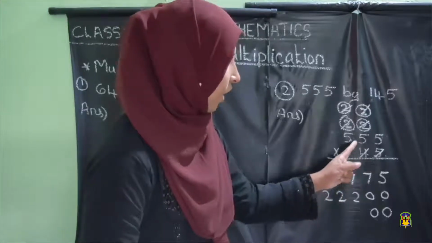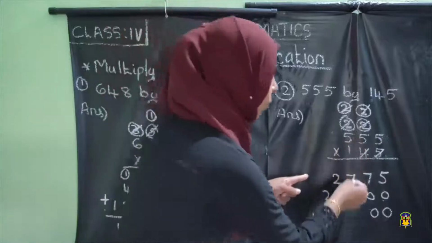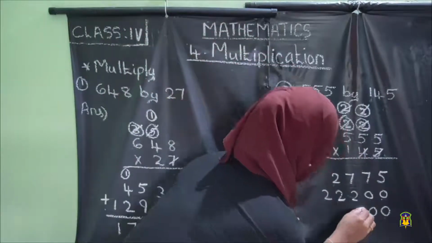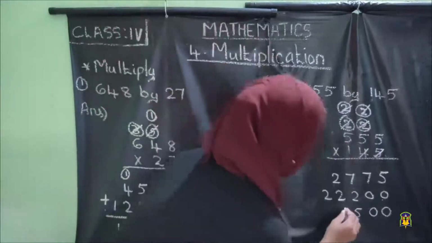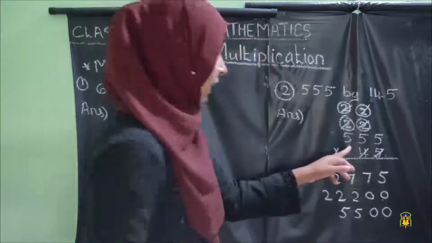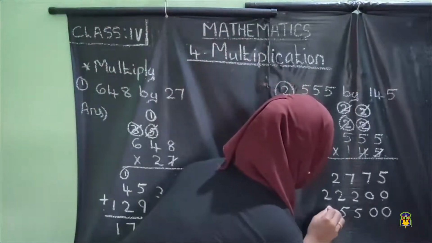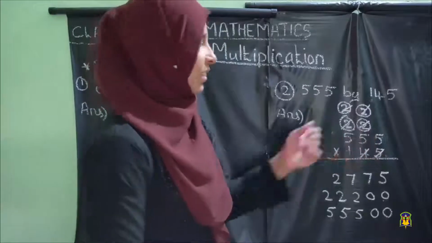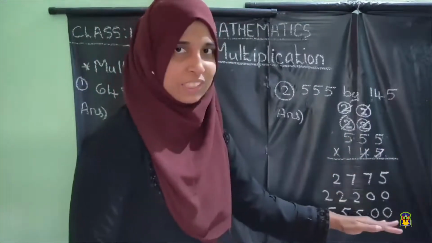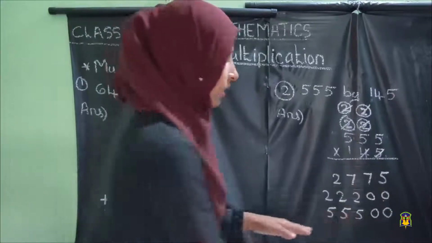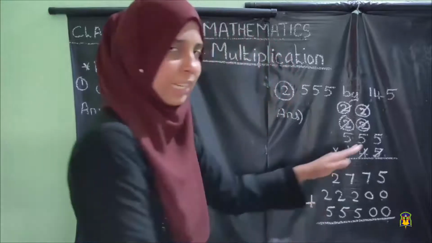So first, 1 into 5. 1 into 5 is 5. So we can write down 5 below the hundreds place. Then next 1 into 5. It is 5. So we can write down below the next place. Again 1 into 5, it is 5. So we can write down below the next place. So we have done. We multiplied with all the 3 digits. Next, what? We want to add these 3 numbers.